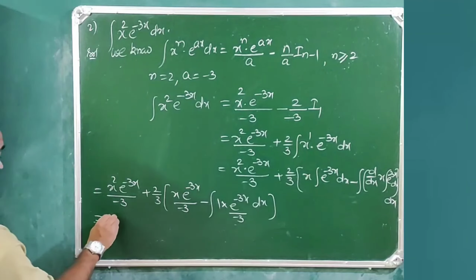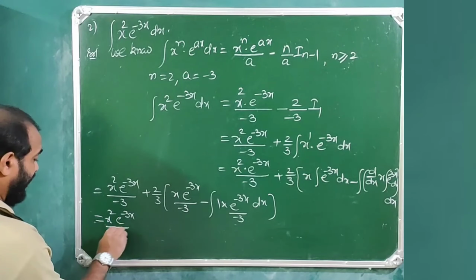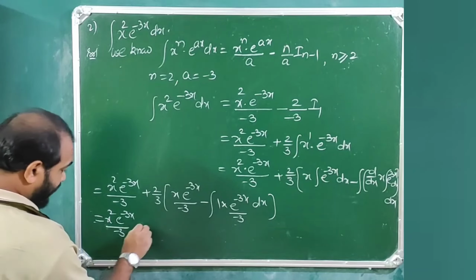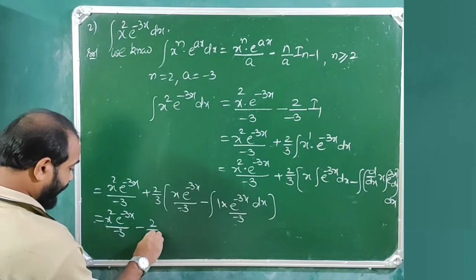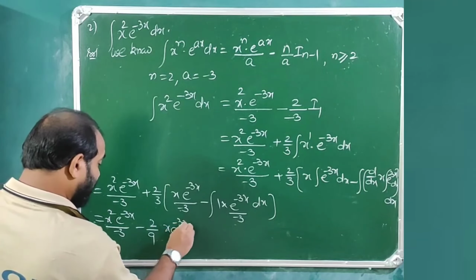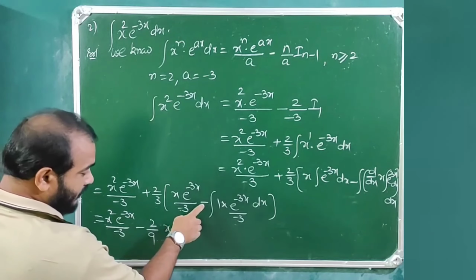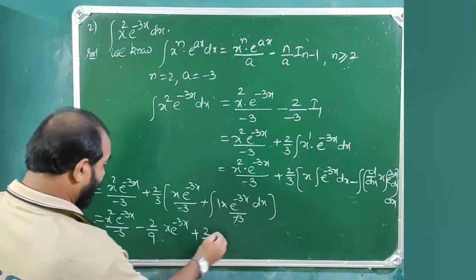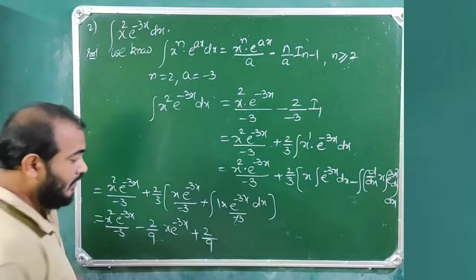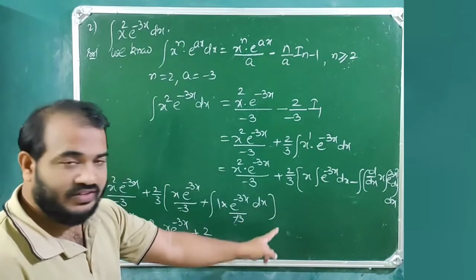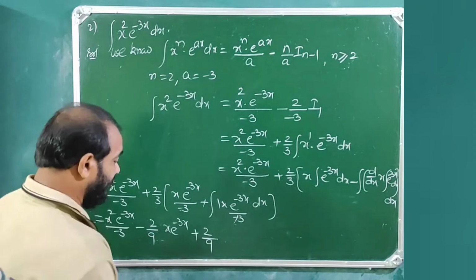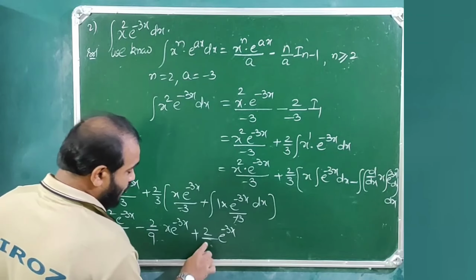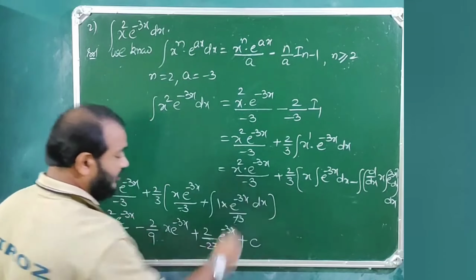So this is equals to x square into e power minus 3x by minus 3. So plus into minus 2 by 3 3s are 9 x e power minus 3x. So here minus gets cancelled here. So this is plus 2 by 3 3s are 9 e power minus 3x. Integral e power minus 3x is e power minus 3x by minus 3. So 9 into minus 3 is minus 27 plus constant of integration c.